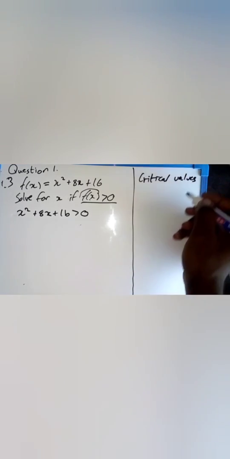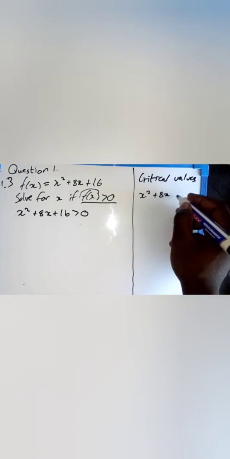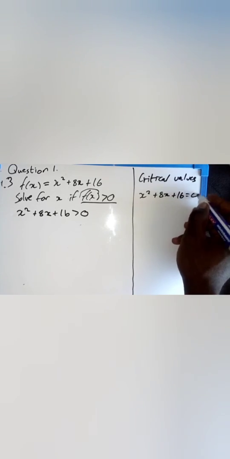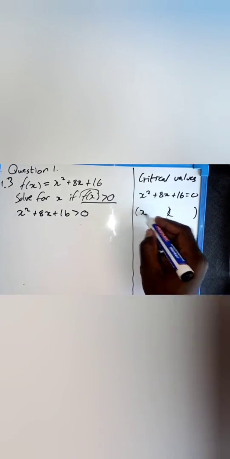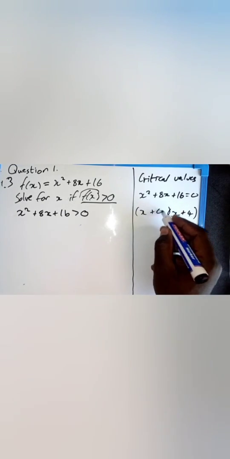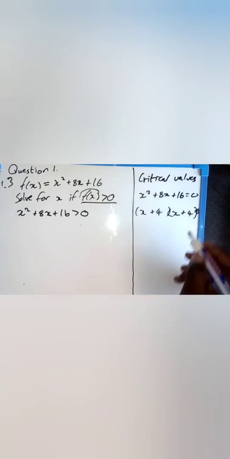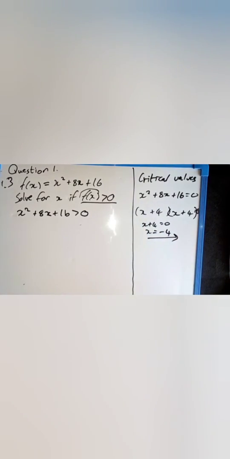And you do that by solving for x. You have x squared plus 8x plus 16 equals 0. If I factorize this, I'll get (x + 4)(x + 4) equals 0, and then x plus 4 equals 0, which means x is equal to negative 4. So you have one critical value.